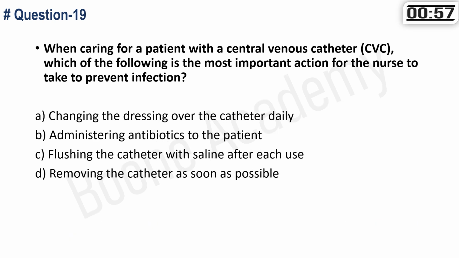Question 19. When caring for a patient with a central venous catheter, CVC, which of the following is the most important action for the nurse to take to prevent infection? A. Changing the dressing over the catheter daily. B. Administering antibiotics to the patient. C. Flushing the catheter with saline after each use. D. Removing the catheter as soon as possible. You have 1 minute to answer your question.